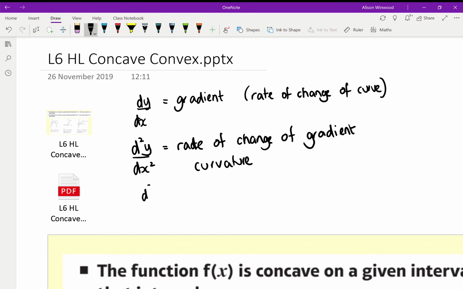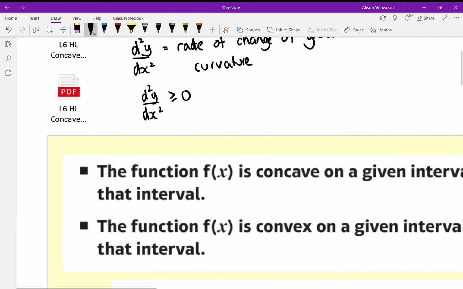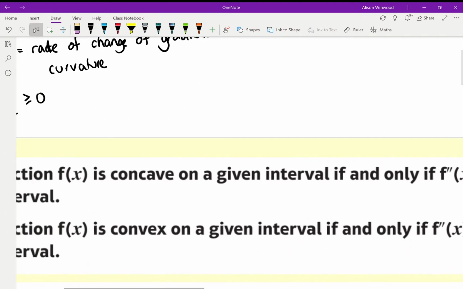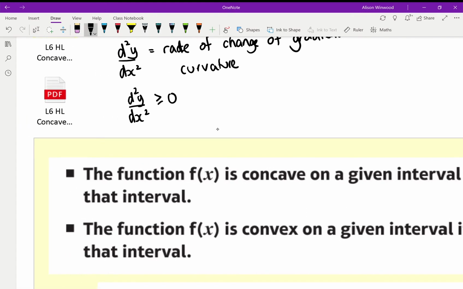And if the second derivative is positive, then that means that the curve is permanently becoming a more positive gradient. So it might have started off as a negative gradient, gone through 0, and then become a positive gradient. If the second derivative is negative, that means it started with a positive gradient, but it gradually turned into a negative gradient.